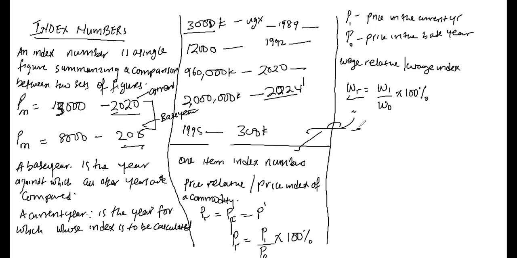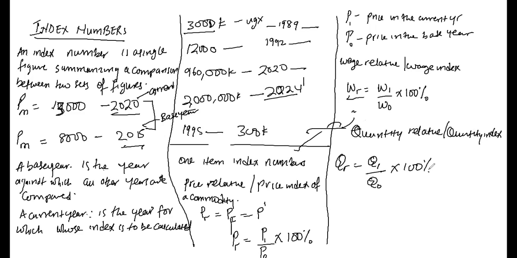No. We also have what we call the quantity relative, or quantity index. The quantity relative can be got from the quantity in the current year over quantity in the base year times 100%.